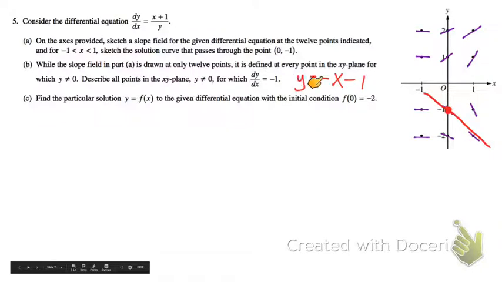And I hope, by the way, it makes sense to you, because if you take the derivative of this function, the derivative of y is dy dx, the derivative of negative x is negative 1, and the derivative of negative 1 is 0. So hopefully it makes sense to you as to why these are all the points in the xy plane that have this derivative equal to negative 1.